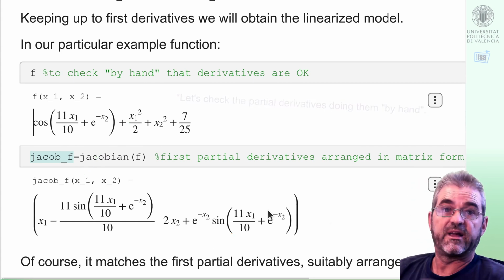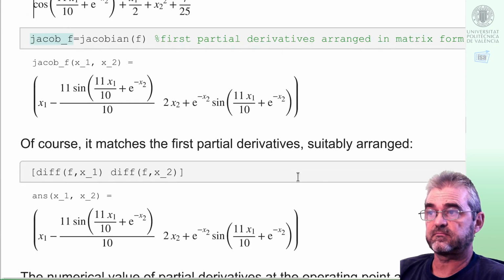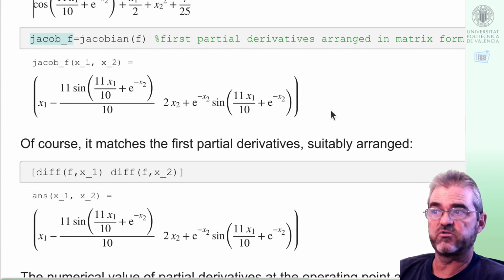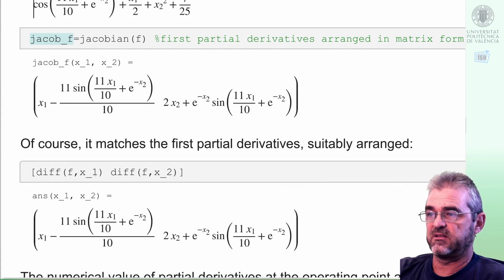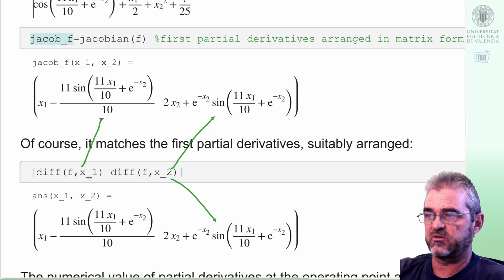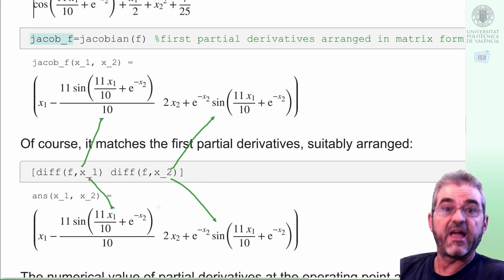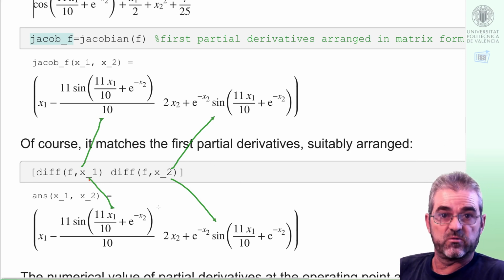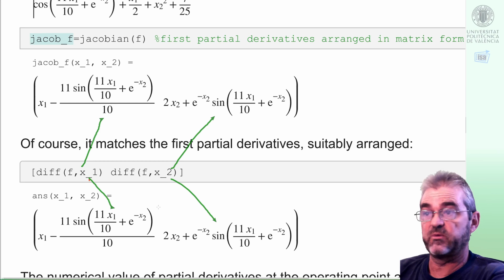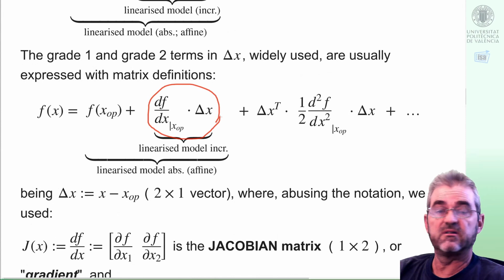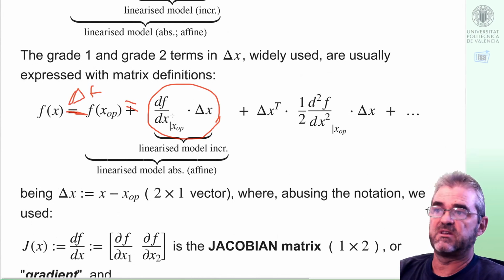In fact, we can double check even with Matlab that the Jacobian is what it should be, just checking that indeed the partial derivative with respect to x1 is this thing, and the partial derivative with respect to x2 is that thing. Because, well, if I tell Matlab to explicitly compute such derivatives, then I can check that Jacobian does the work right. So good, then we have the Jacobian. So the linearized model will be just this thing.